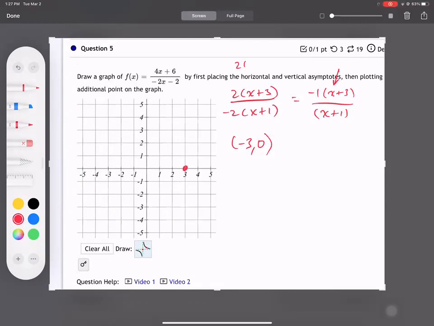-3, 0. Vertical asymptote. What number would make this go to 0 on the bottom? -1. So we have a vertical asymptote at -1 way over here. We have a horizontal asymptote. Looking at my original function, would the top be bigger, the bottom be bigger, or would they be at the same speed?